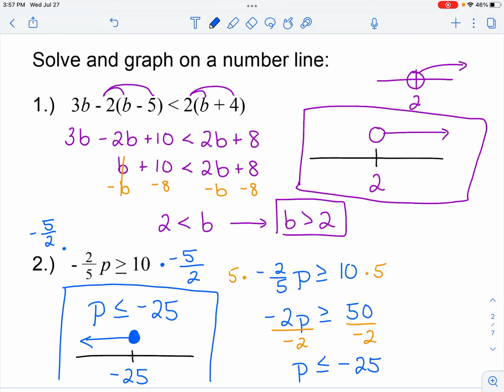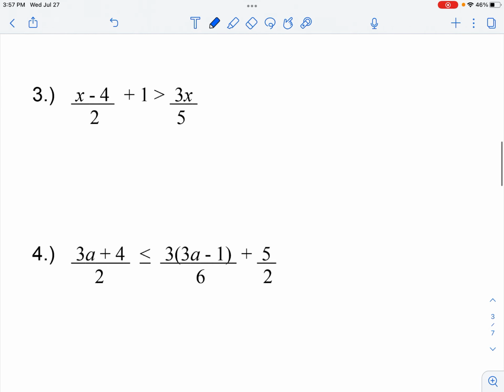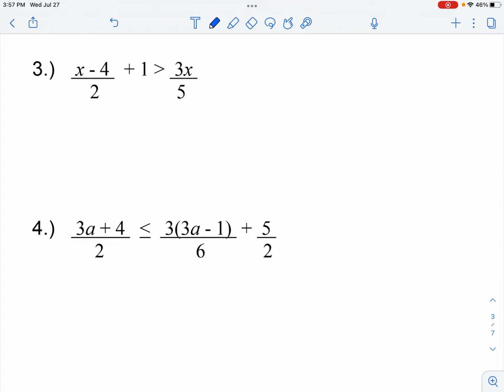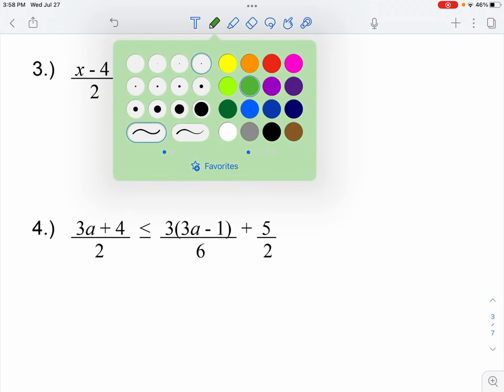All right, so there's number 1 and number 2. We're going to go through 2 more examples in this video, problem number 3 and problem number 4. Problem number 3 has fractions involved, so I'm going to start by getting rid of the fractions, which we talked about in section 1.1. So we're going to multiply by the least common denominator.